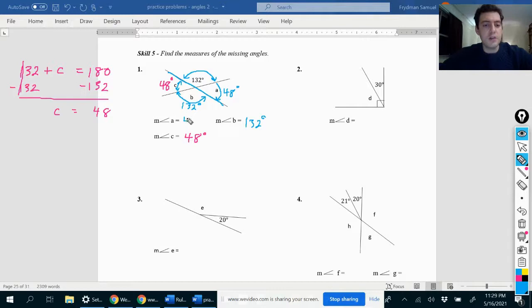So let's write that the measure of angle A is 48 degrees. All right, let's move on to the next problem.